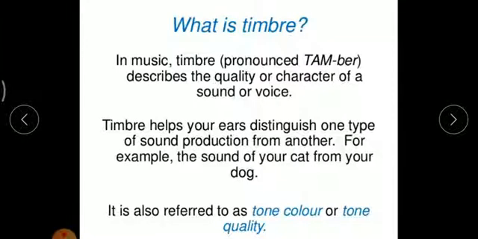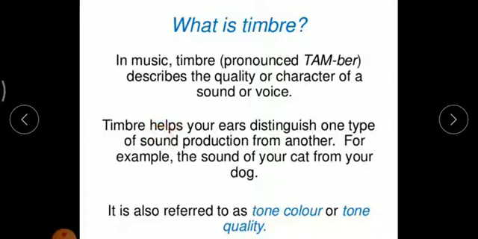Now, timbre. What exactly do you mean by timbre? Another characteristic of a sound is timbre, and it is basically associated with music. Timbre describes the quality or the character of a sound. What sort of quality does the sound have, or what sort of voice is this? We can discriminate between a girl's sound and a boy's sound. That is nothing but timbre. We can differentiate, so the quality or the character of a sound is known as timbre.